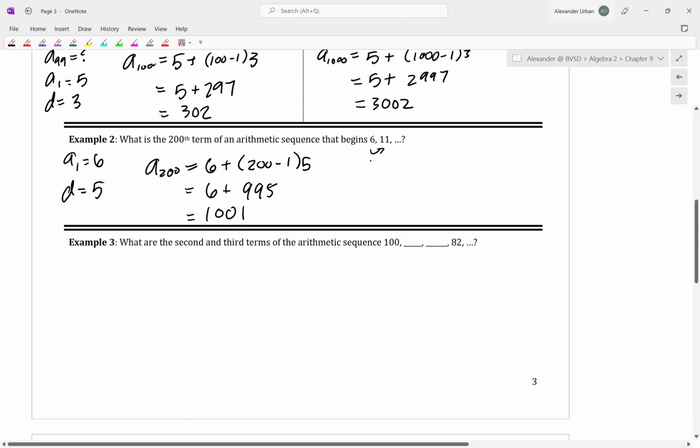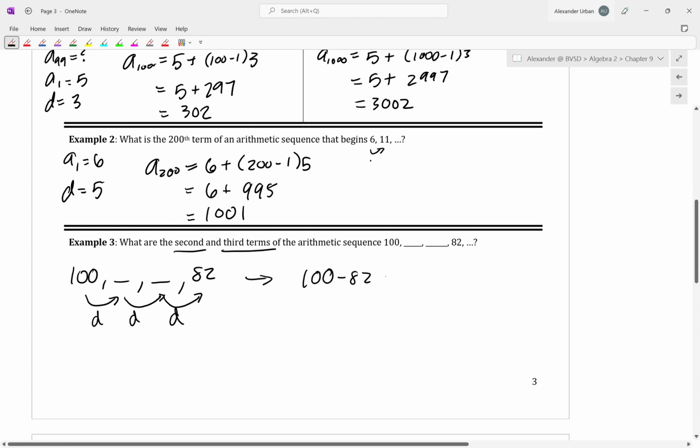So what happens if we don't know terms in between? In this case, I want to know the second and the third terms of this arithmetic sequence. That means I need to look at 100, blank, blank, 82. And I'm going to think about this. I have to have 3 common differences to get from 100 to 82. Now I like to think about it this way. 100 minus 82 is going to give me 18. So these two numbers are 18 apart, and it's spaced out with 3 common differences. So now all I'll do is divide by 3, and my common difference here is going to be 6.